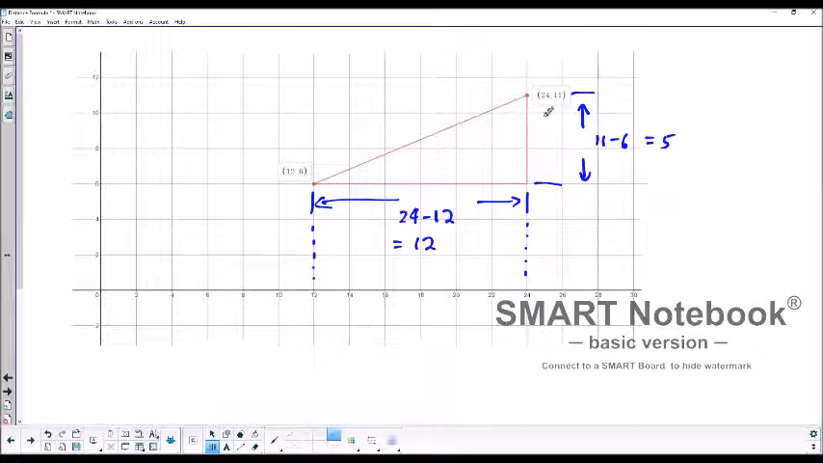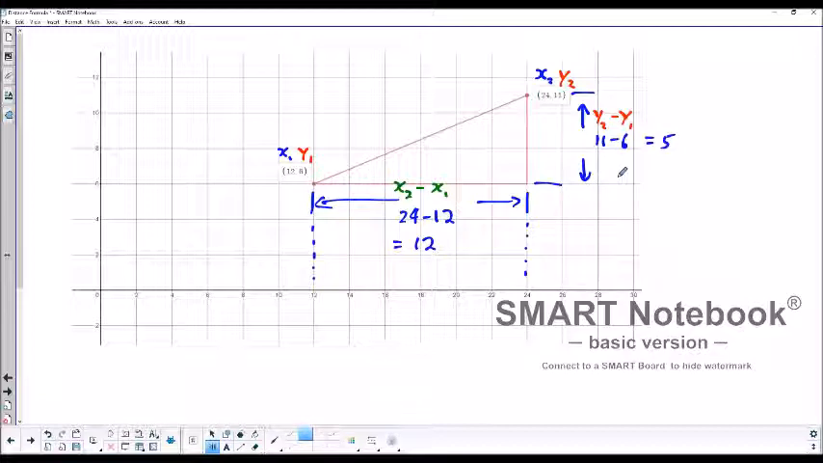And so if I notice this 24, that is this x value right here. That's x2, because that's from point 2. And this 12 is from x1, which is from point 1. So I see that this is actually x2 minus x1. And for the y values, I've got 11 minus 6. Here, this is y2, and this y value is y1. And so 11 minus 6 is actually y2 minus y1. And that's how we get the 12 for the run and the 5 for the rise.